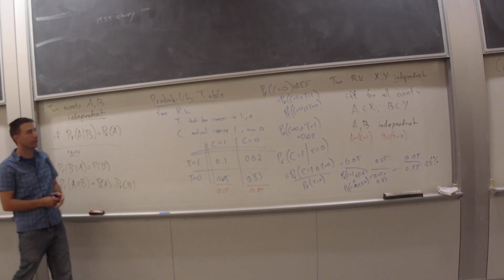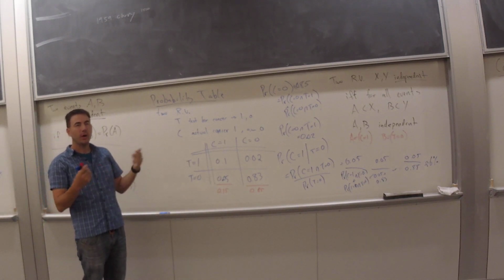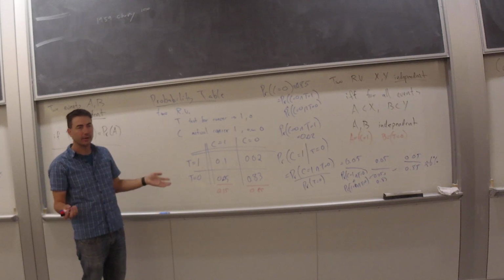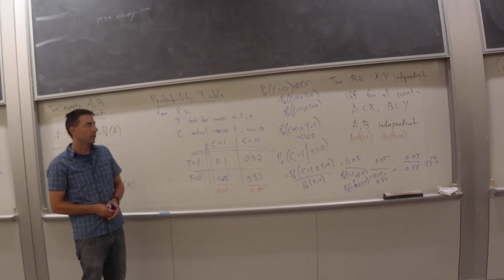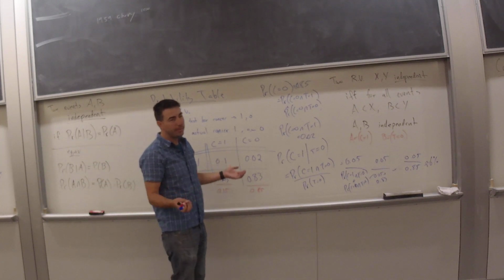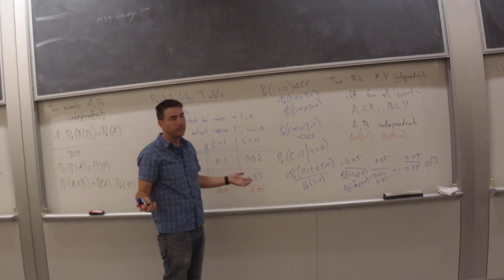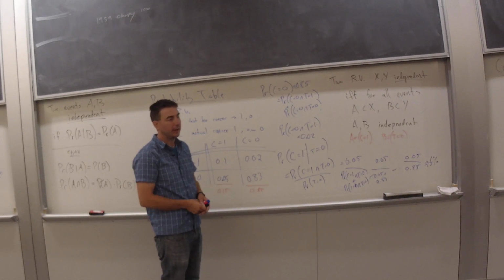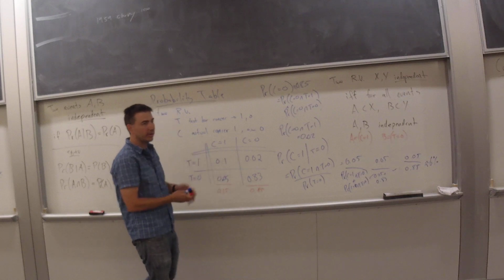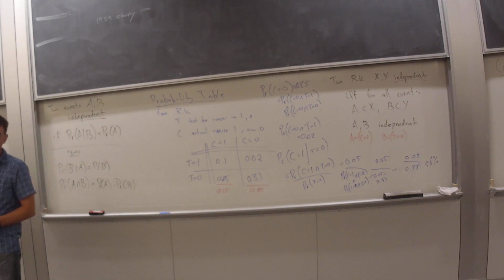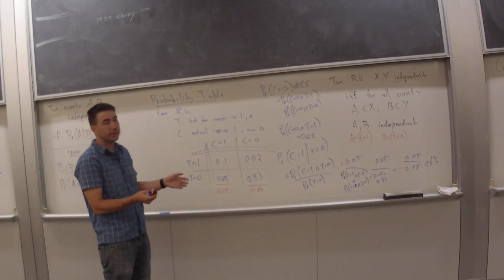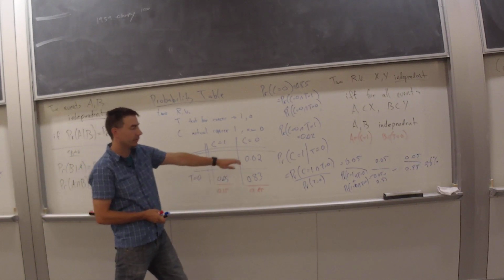Okay, so in order to show they're not independent, I just need to find one pair of events which are not independent of each other. To show two random variables are independent, I need to show for all possible events that the events are independent. And it's trickier to show they are independent than to show they're not independent by finding an example like this.